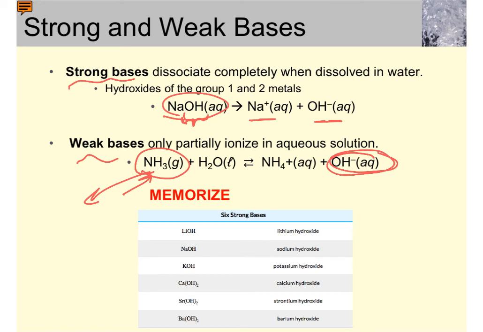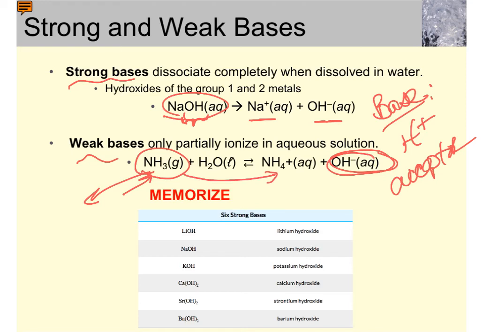Remember the Bronsted-Lowry definition of a base. What is it? It is a hydrogen ion or proton acceptor. So it doesn't have to have a hydroxide, as long as it accepts a proton. And you can see here that ammonia did accept a proton from water. So it is a base.